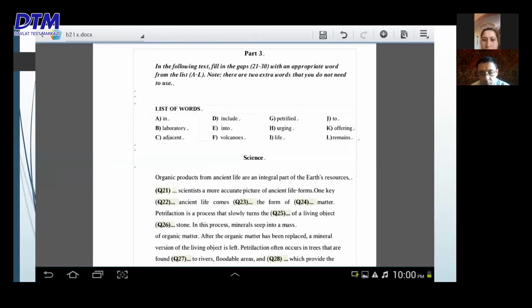Part 3. In part 3, you are given a text, and some of the words are removed from this text. You should fill these gaps with the appropriate words. Okay, you are familiar with the questions, I think. So let's move on to the next part.